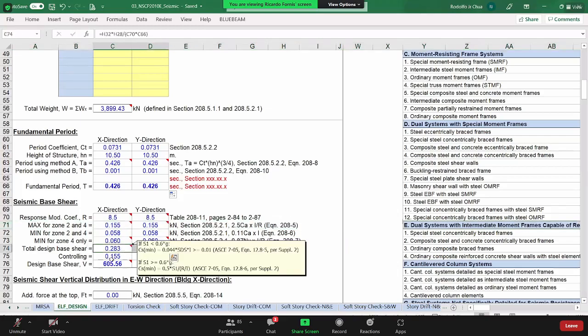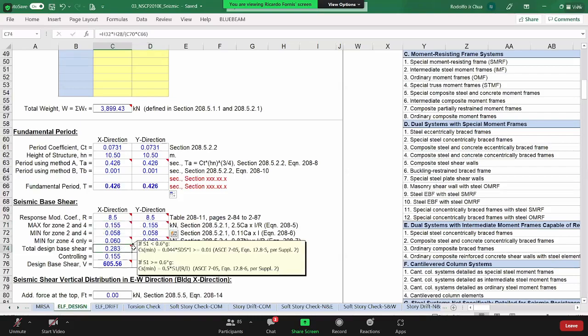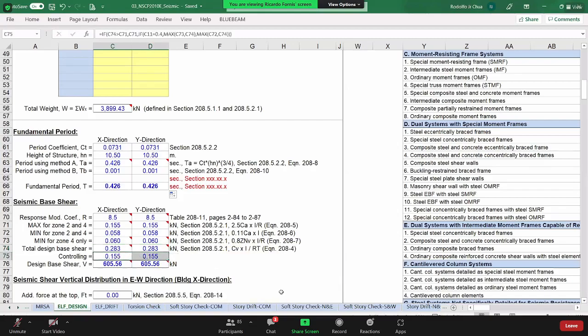So if we evaluate 0.283, it's above the minimum, so okay. The minimum is 0.06, or 0.058. But it's above the maximum. The maximum is 0.155 and the acceleration we calculated is 0.283. So meaning we have to use the maximum limit of 0.155. So we cannot go beyond the limit.